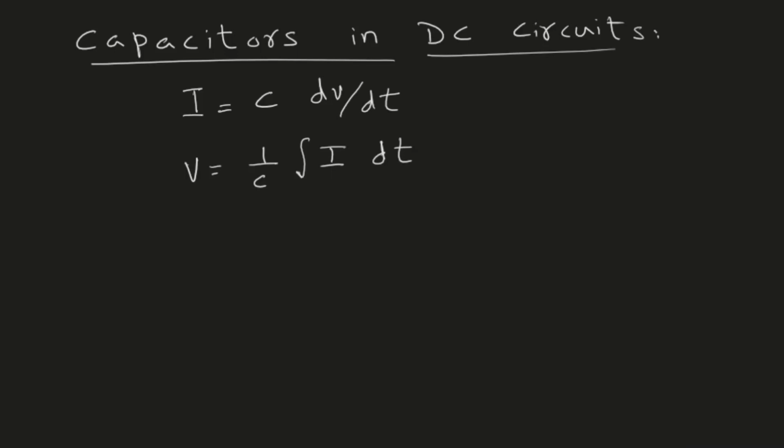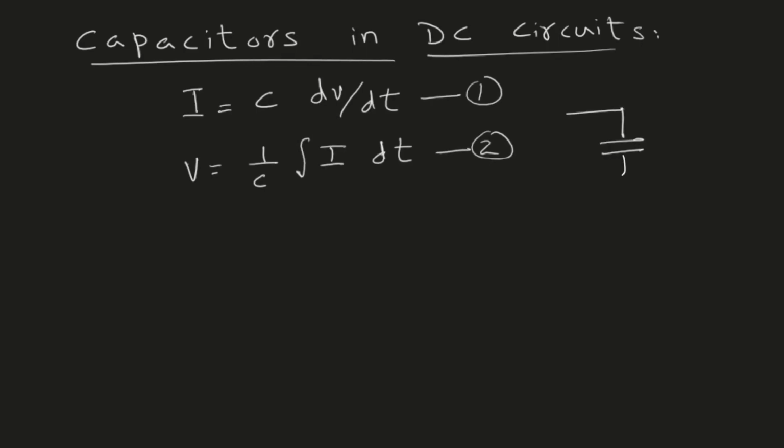Similarly, if we take equation 1 and integrate both sides, we can get equation 2, which gives us the voltage across a capacitor if we know the current. And these two equations describe how a capacitor will behave.